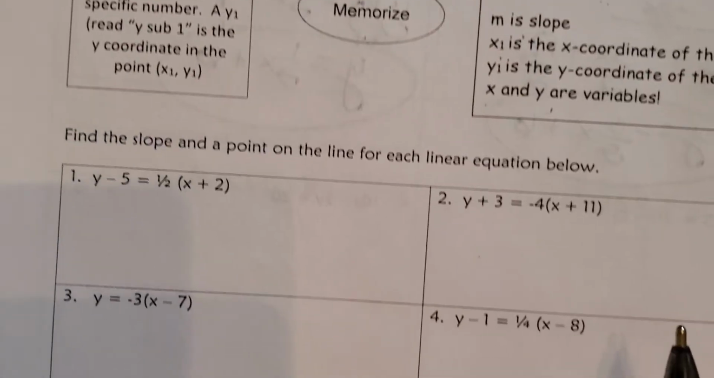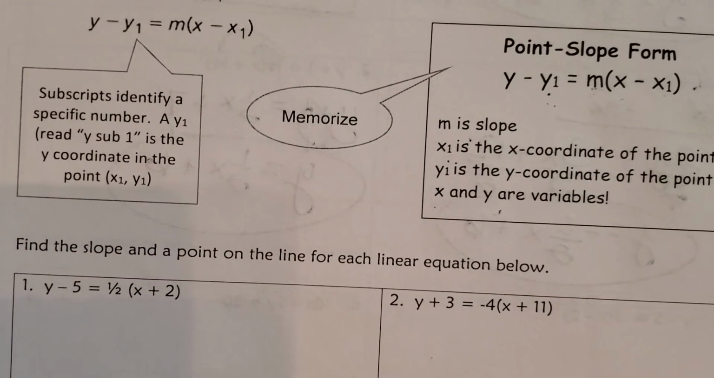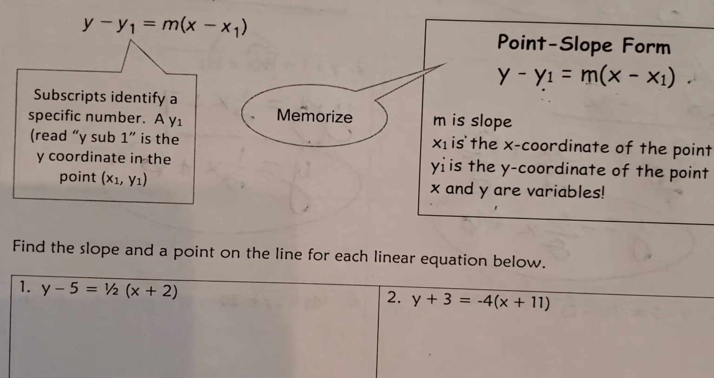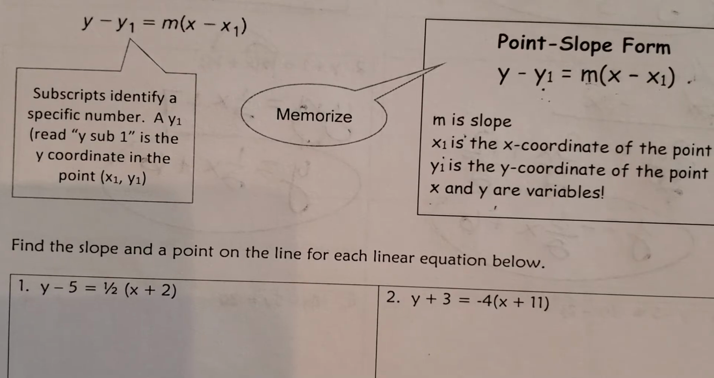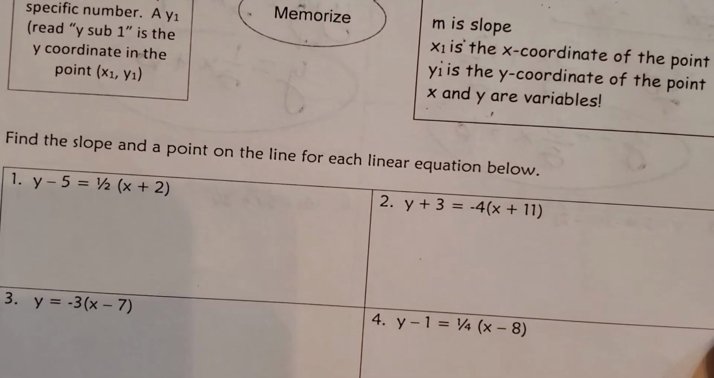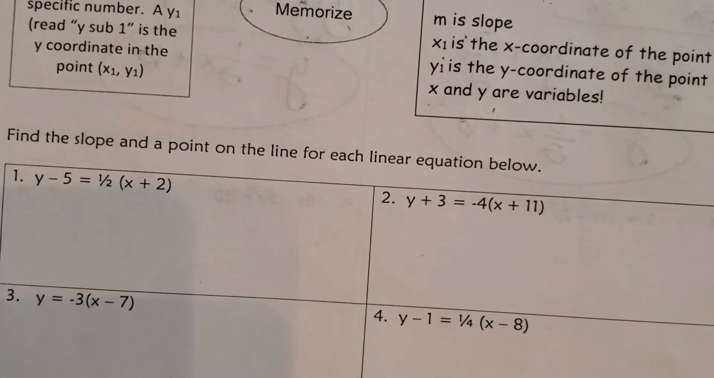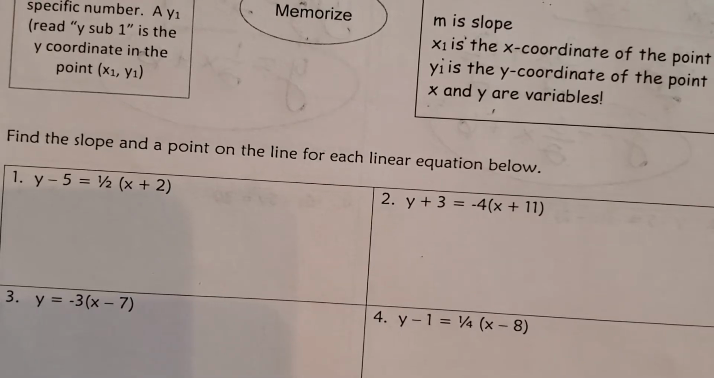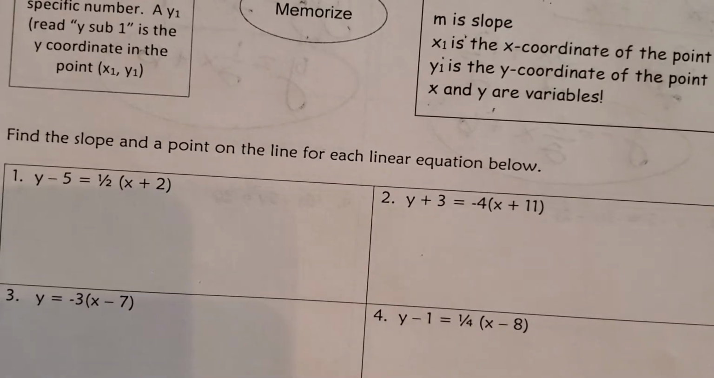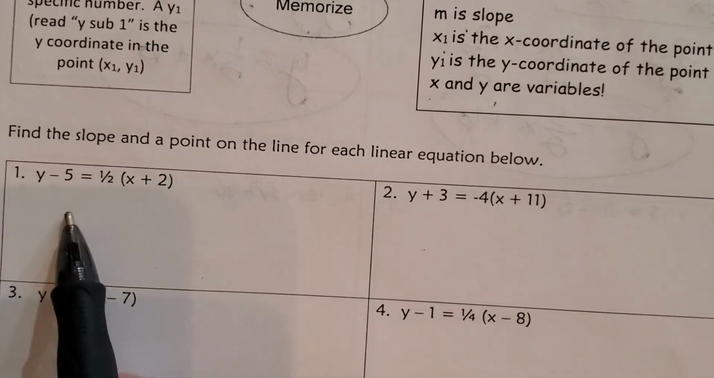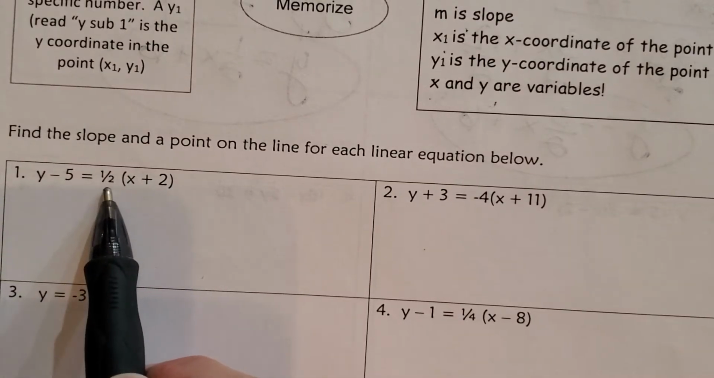All right, so what we're going to do today is go over how to find out information about the line if you have it in point-slope form. So I'm going to ask you two questions. I'm going to ask you to look at the equation and tell me what the point is and tell me what the slope is. The slope's the easy one, right? So the slope is always going to be in front of the parentheses right there.